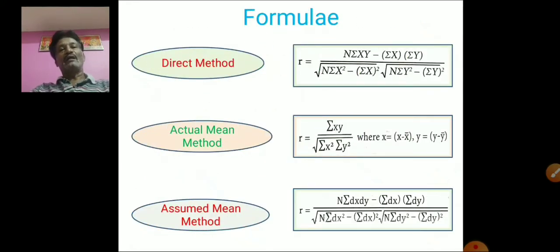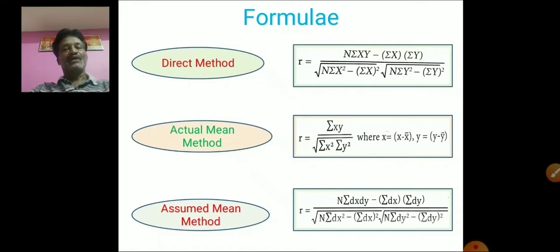So here Karl Pearson has given three formulae to analyze the relationship between the variables mathematically. The first method is direct method. The second method, actual mean method, and the third method, assumed mean method. Now I will explain the formula given by Karl Pearson one by one. First, take the direct method.